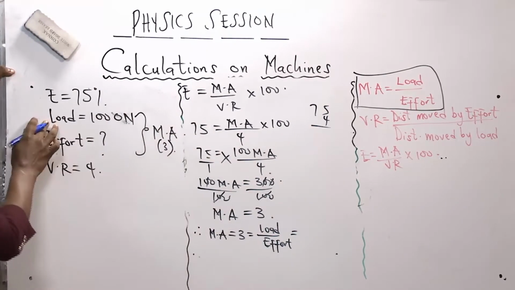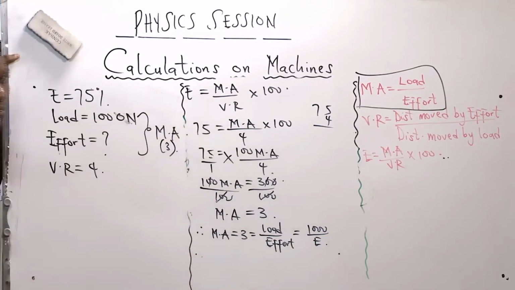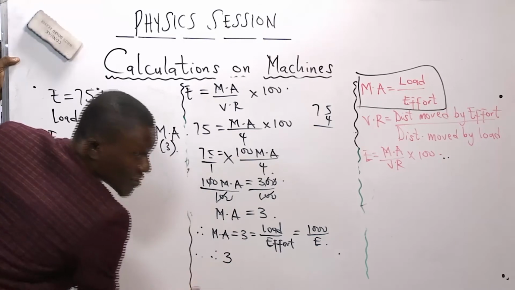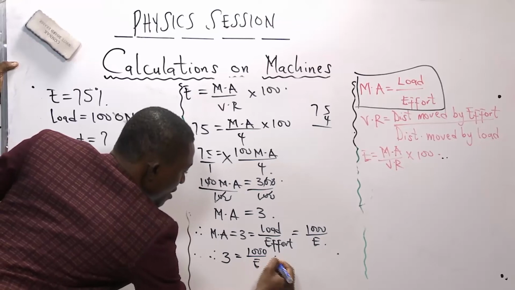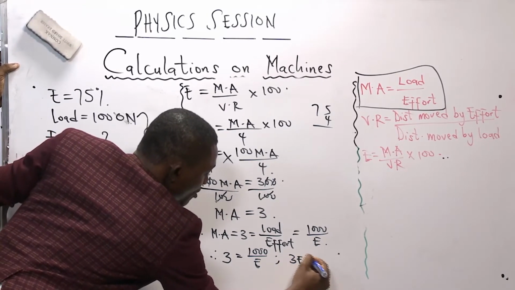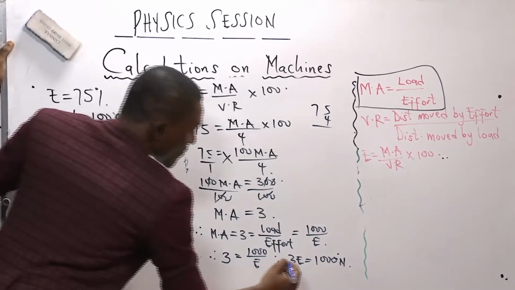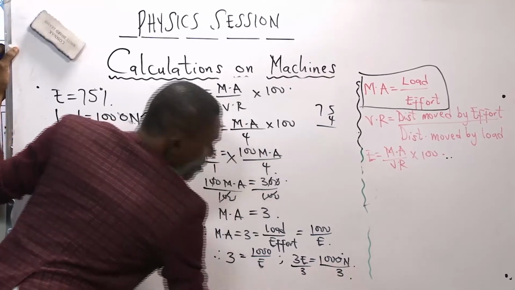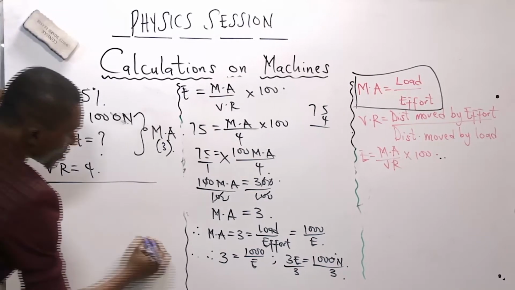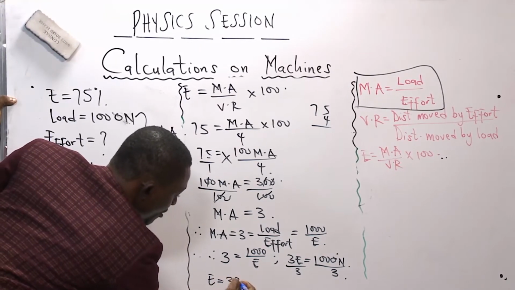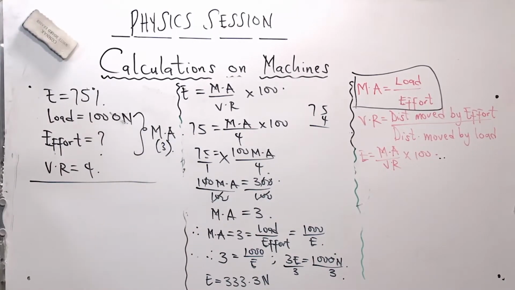And don't forget the load was given as 1,000 Newton divided by the effort applied. From here, we can say that 3 is equal to 1,000 over E. When we cross multiply, we have 3E equal to 1,000 Newton, right? And when we divide both sides by what? By 3, we get our E to be 1,000 divided by 3, which is 333.3 Newton.